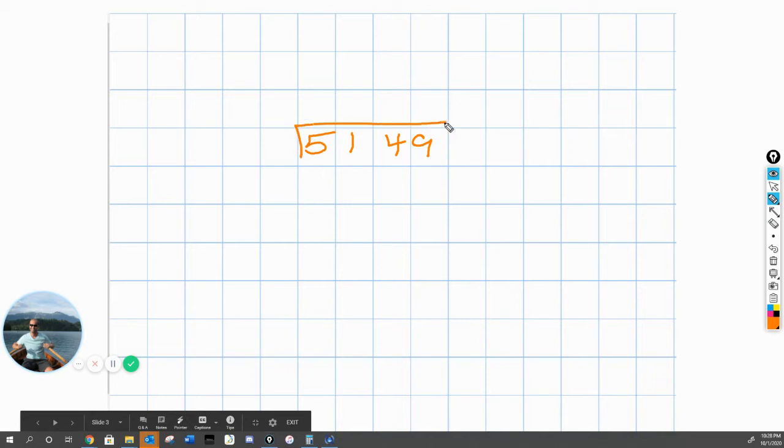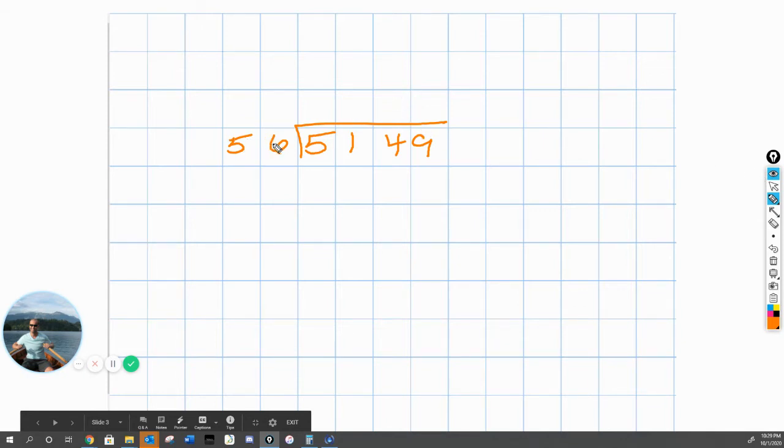5149 divided by 56. What I love about using graph paper for long division is that it really keeps your place value in place. It keeps you from kind of wandering that way, which a lot of people tend to do. So I asked myself, can 56 go into 5? Nope. Can it go into 51? Nope. Can it go into 514? Yup. So I'm going to start right here, in the tens place.